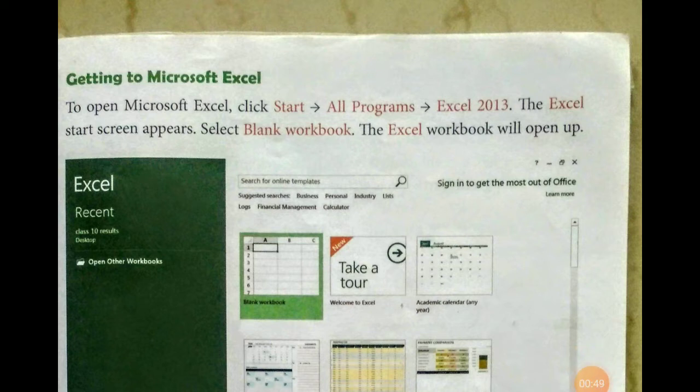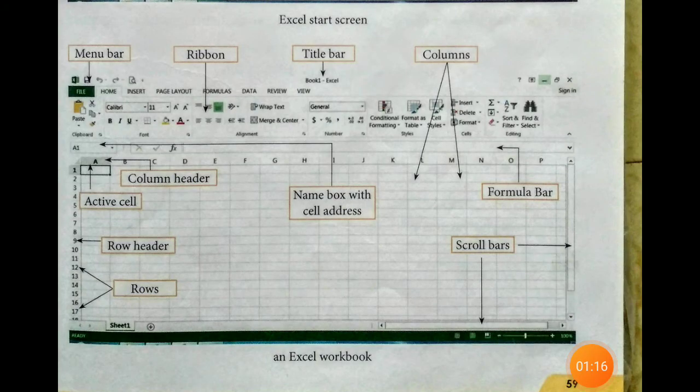Next is how to open Microsoft Excel. Children, to open Microsoft Excel, click the Start button, then All Programs, then Excel 2013. The Excel Start screen appears. Select Blank Workbook. The Excel workbook will open up. After opening the workbook, your screen will look like this.